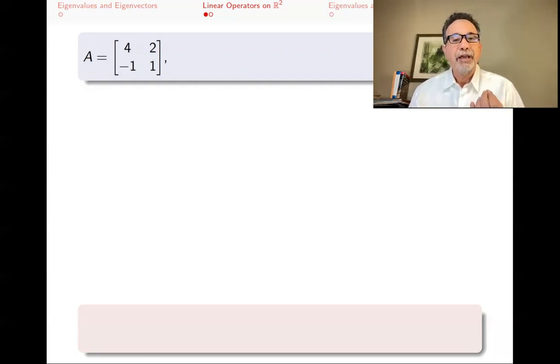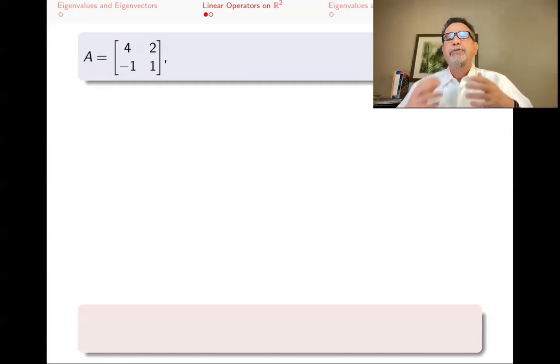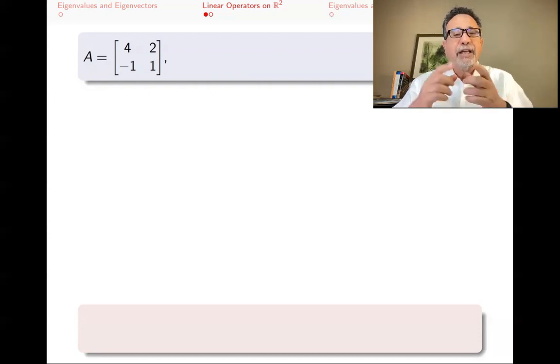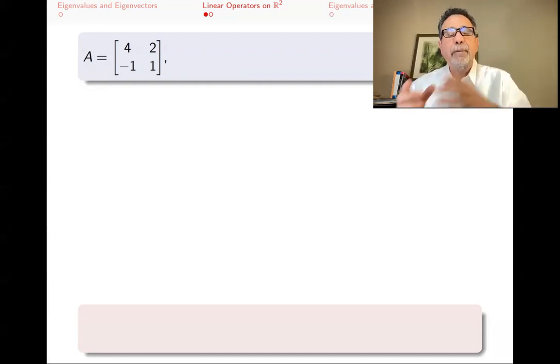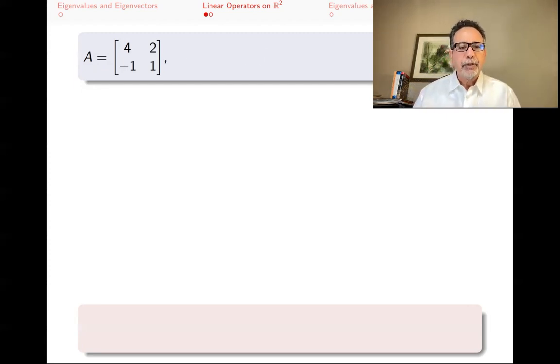So I want to think about that. What would eigenvalues and eigenvectors for this mean? The purpose of this lecture is not to tell you how to find eigenvalues and eigenvectors. That we do in the next lecture. But in this one, we just want to think about what that means in this very particular case.